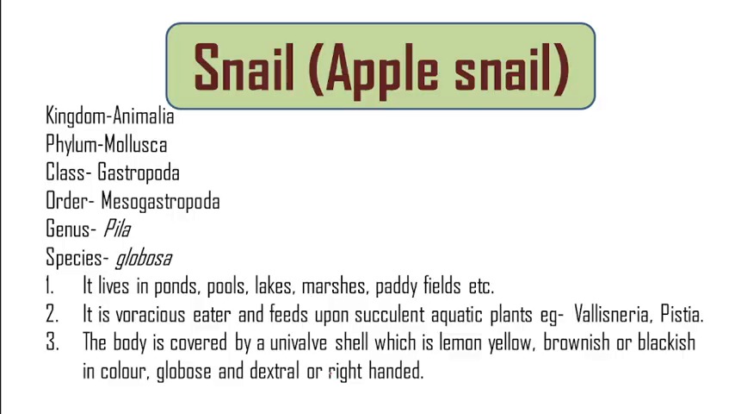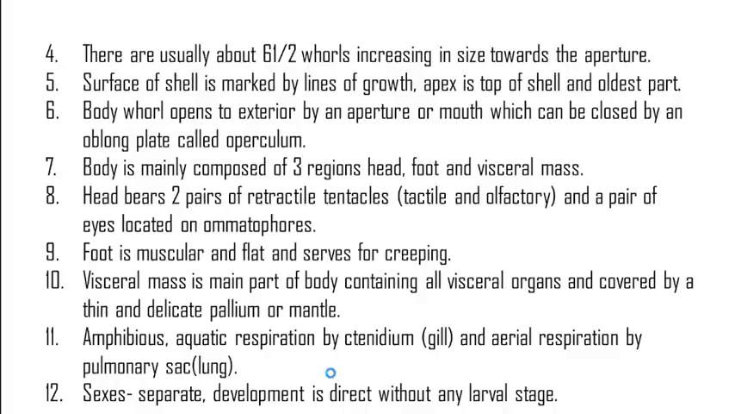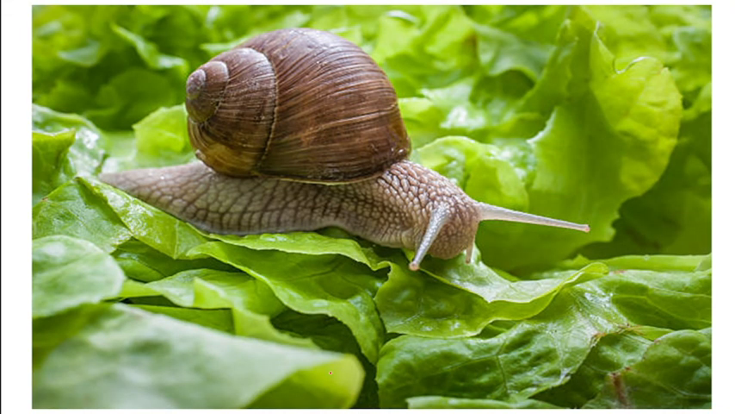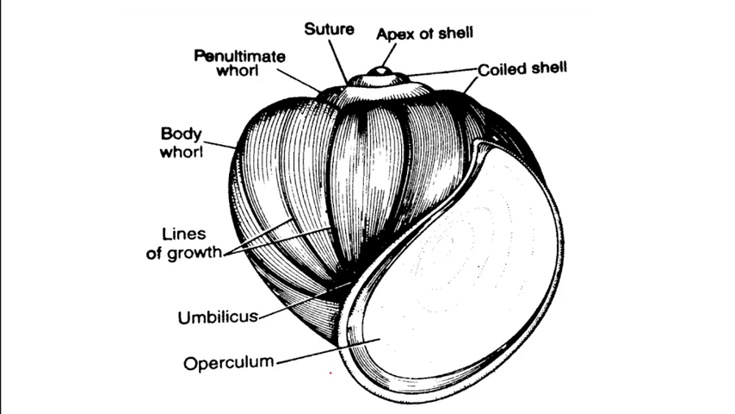Next is snail, the apple snail. This is how it looks. And this is the diagram where you can see these are the coiled shells. This is the apex part of the shell. This is the suture, the junction between these turns. This is the suture. This is the penultimate whorl.